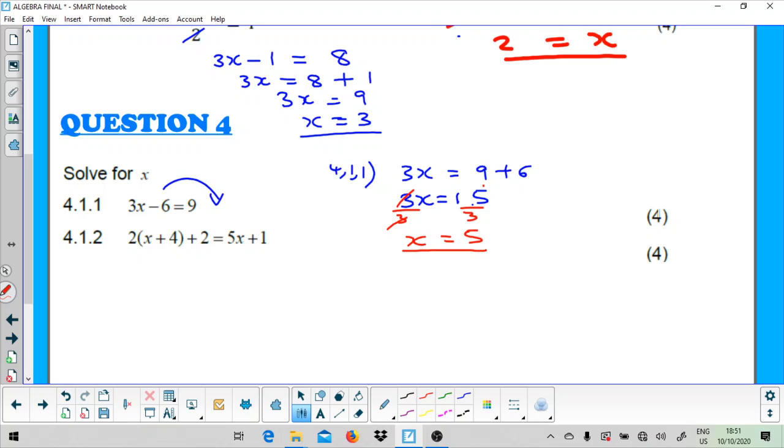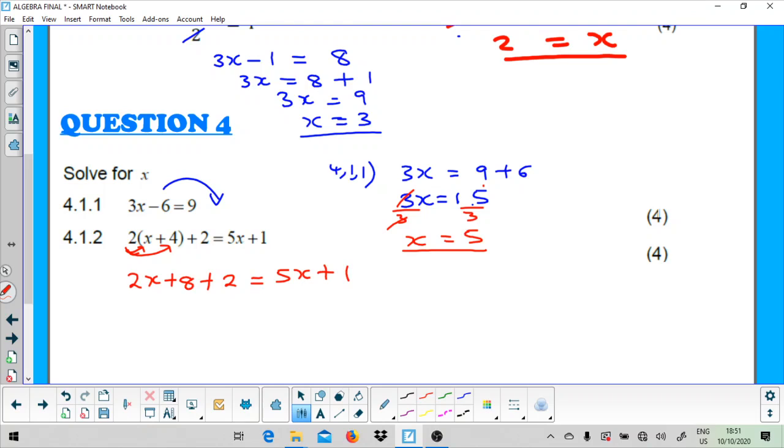Let's do some distributing here. What is 2 times x? Well, that will be 2x. What is 2 times 4? Well, that will be 8. Then there is that plus 2, and let me just copy everything as it is.